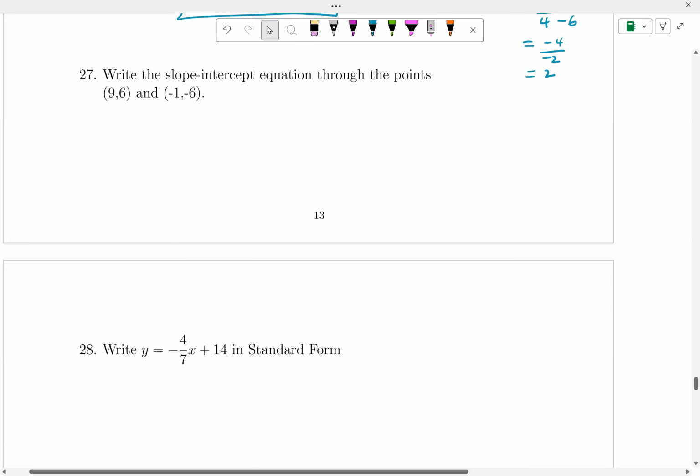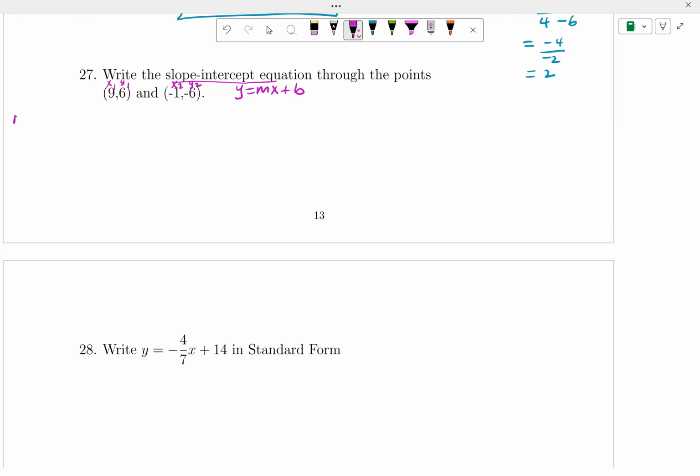Next one. Write the slope-intercept form equation of the line that passes through those points. Slope-intercept is y equals mx plus b. There are several ways you can approach this. Some people like writing this in point slope form first. I guess we could do that. Let's write it in point slope form, and then we'll convert it to this. So x1, y1, x2, y2. Point slope is what you just did literally a minute ago.